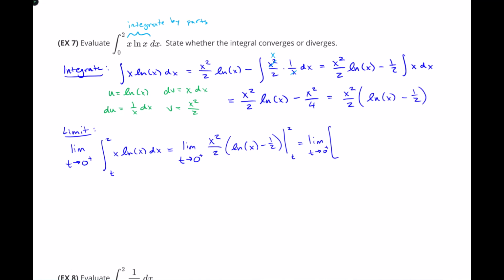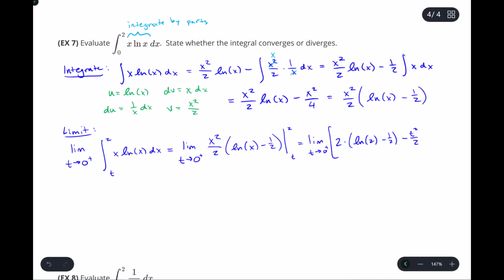So plugging in 2, I would have 2 squared, which is 4 over 2. So 4 over 2 is 2 times natural log of 2 minus 1/2. Plugging in t, I would have t squared over 2 times the natural log of t minus 1/2. Okay, so all of the first part here would be a constant, so that's easy to do as a limit. This next portion, however, looks a little bit more complex. Ultimately, then, the value of this limit depends upon what happens with this portion.